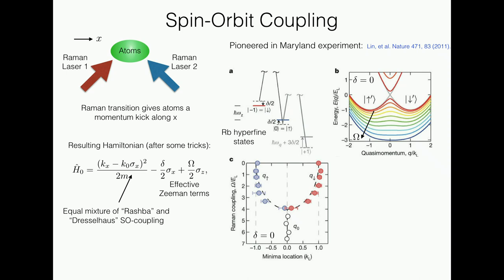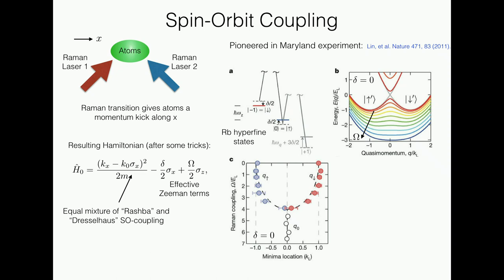And now we just have these two states. We call this one, for instance, spin down and this one spin up to begin with. And then we want to think about this spin being coupled to motion. And the Raman laser does that for us because it gives us these kicks. The kicks that you get going this way will be opposite to the kicks you get going this way. And that couples the spin and the orbit.